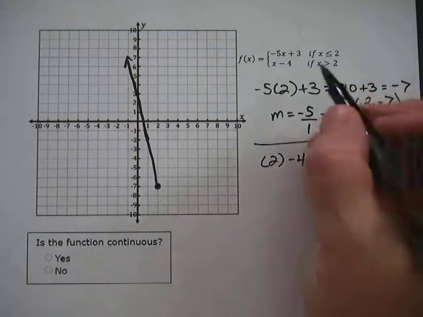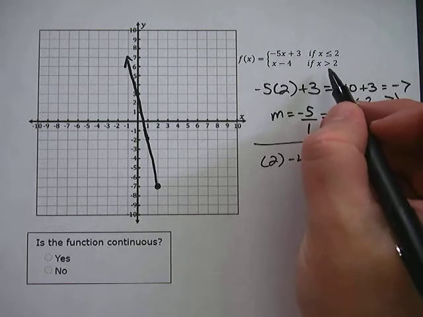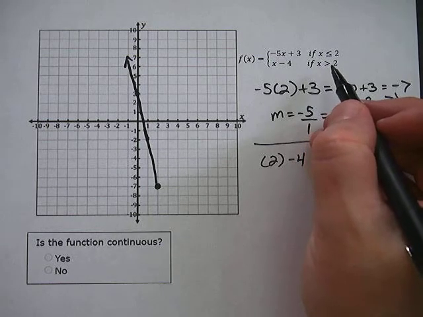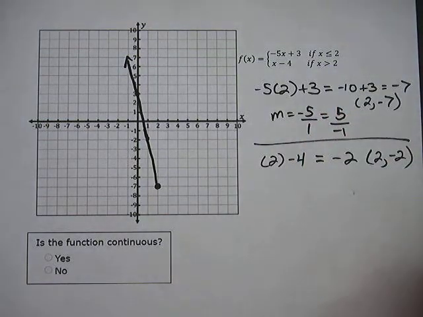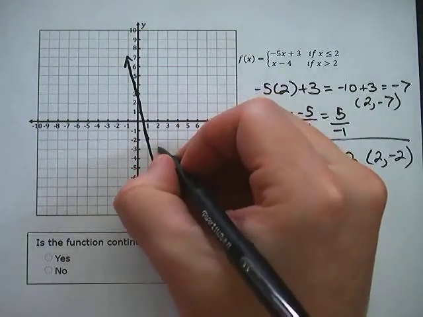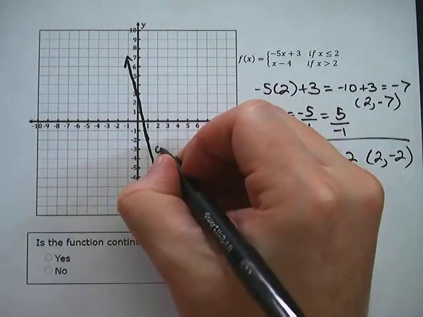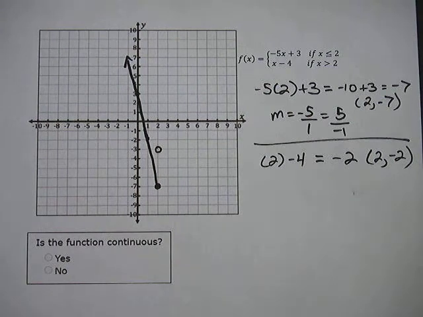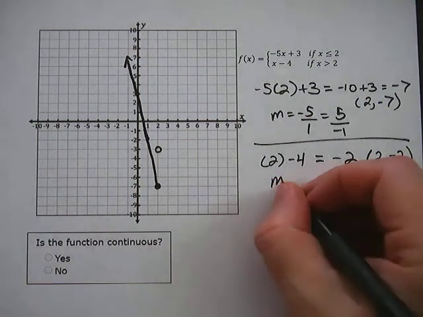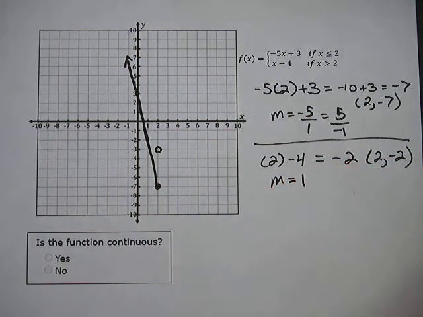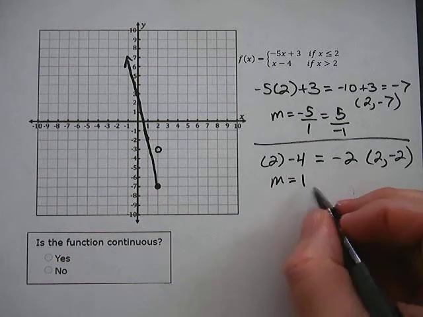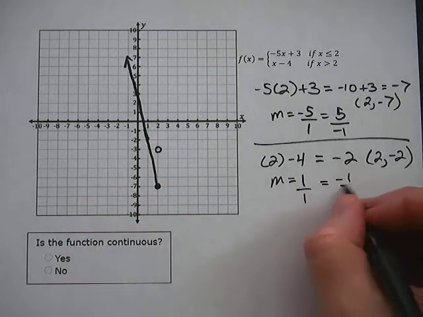Okay, so this one does not have a line underneath. So that's an open dot. So I go to the point 2, negative 2 and put an open dot. 2, negative 2 is here, open dot. Okay, and my slope is 1. So I can put 1 over 1 or negative 1 over negative 1.